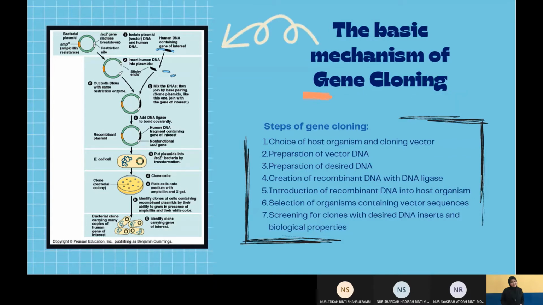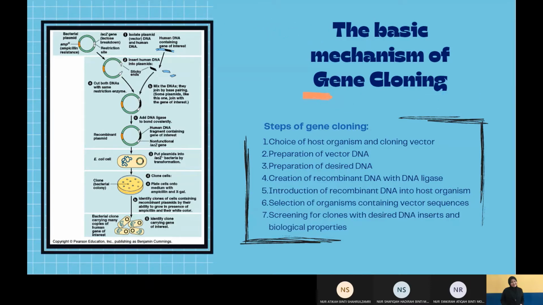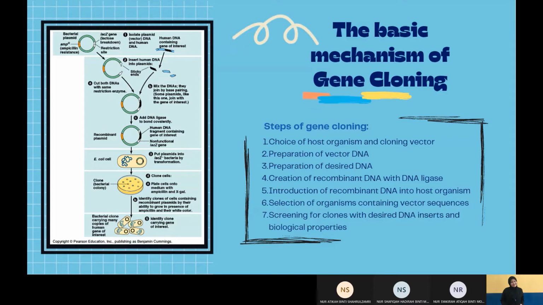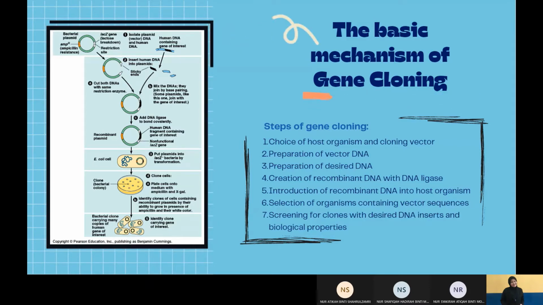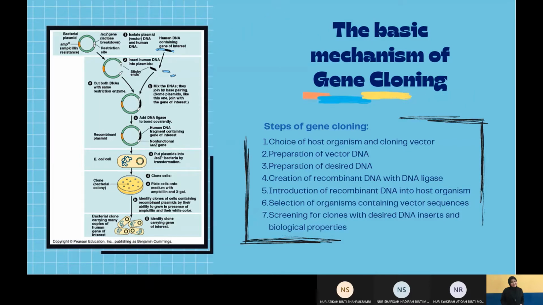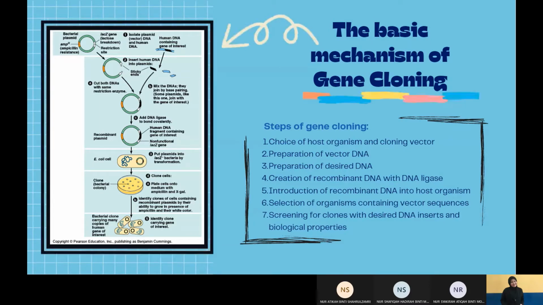Next, the recombinant plasmid will be introduced into the host organism, which is the E. coli cell in this case. The recombinant plasmid will be put into the LAC-Z bacteria by transformation. And next, selection of organisms containing vector sequence.